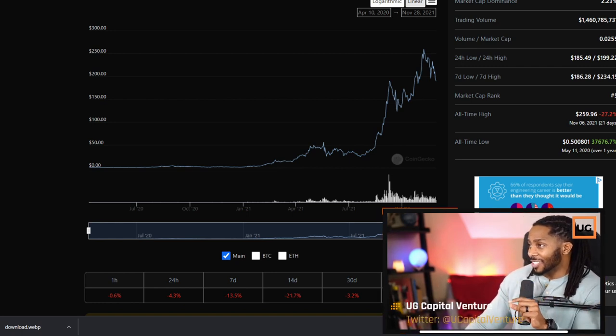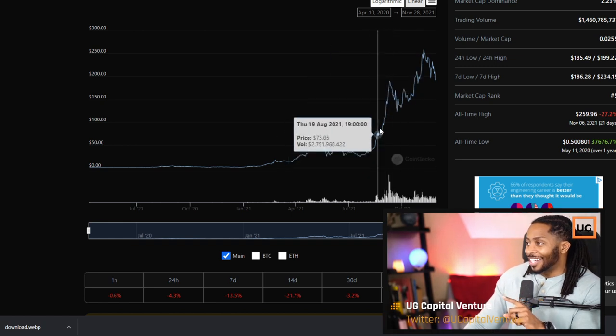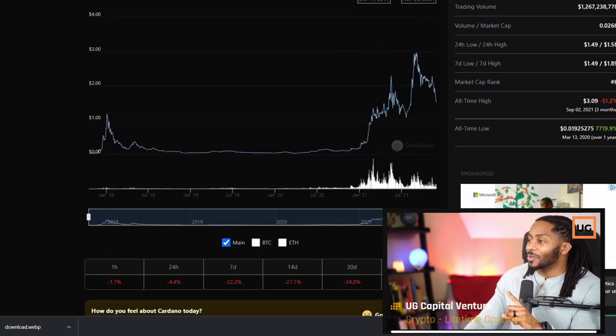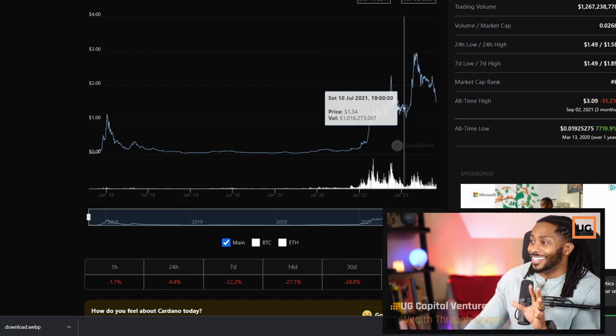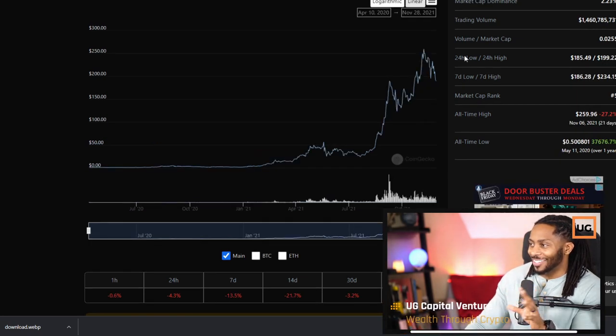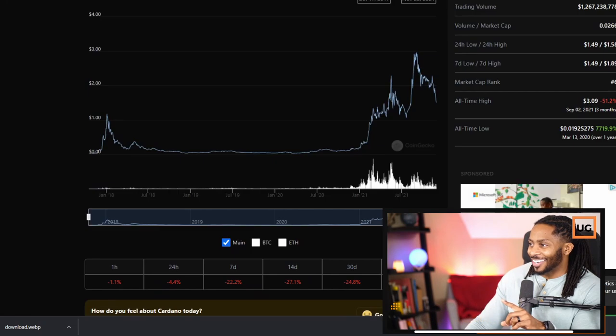Check this out. Solana. Parabolic moves. What's interesting, if you look at Cardano up to this point here, it almost looks exactly like the Solana chart. So that's the Solana chart, and this is the Cardano chart.